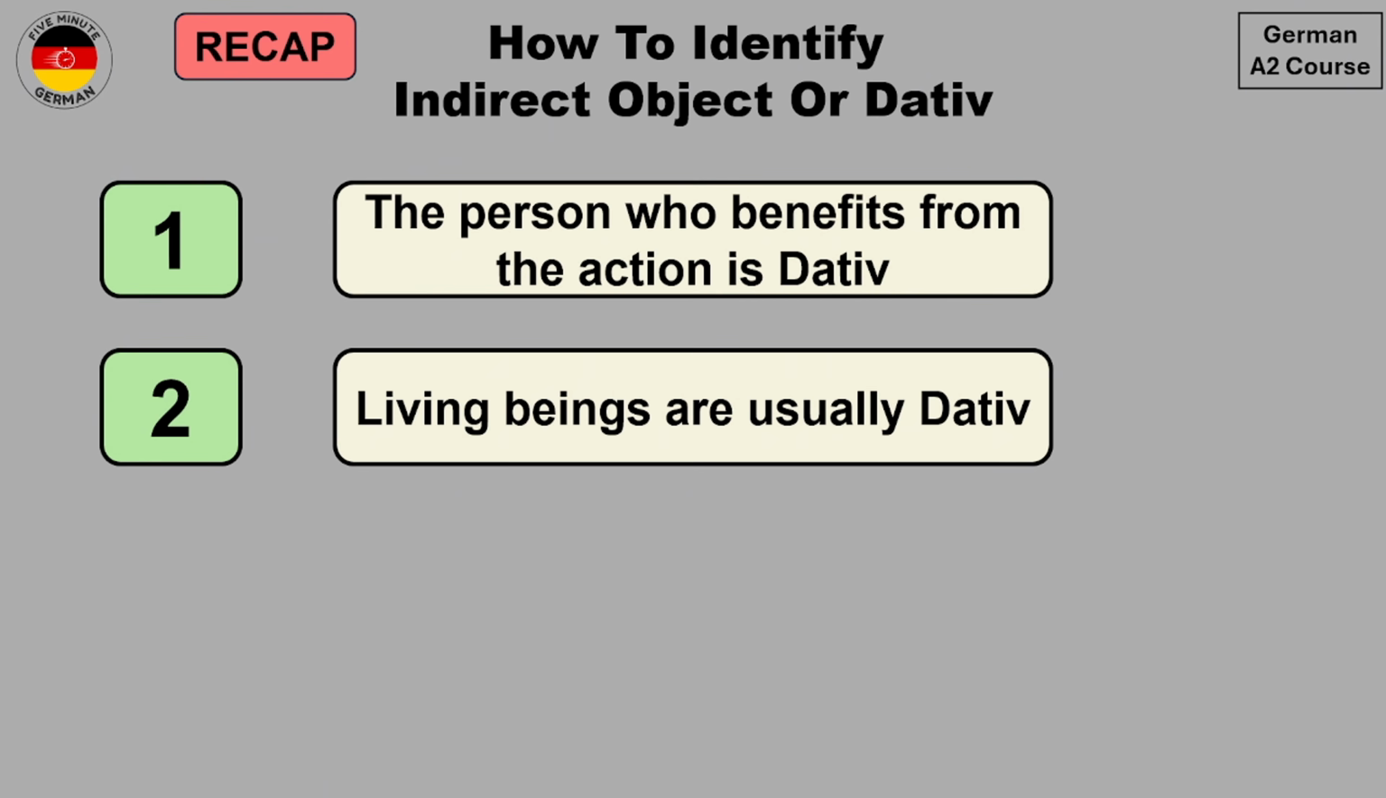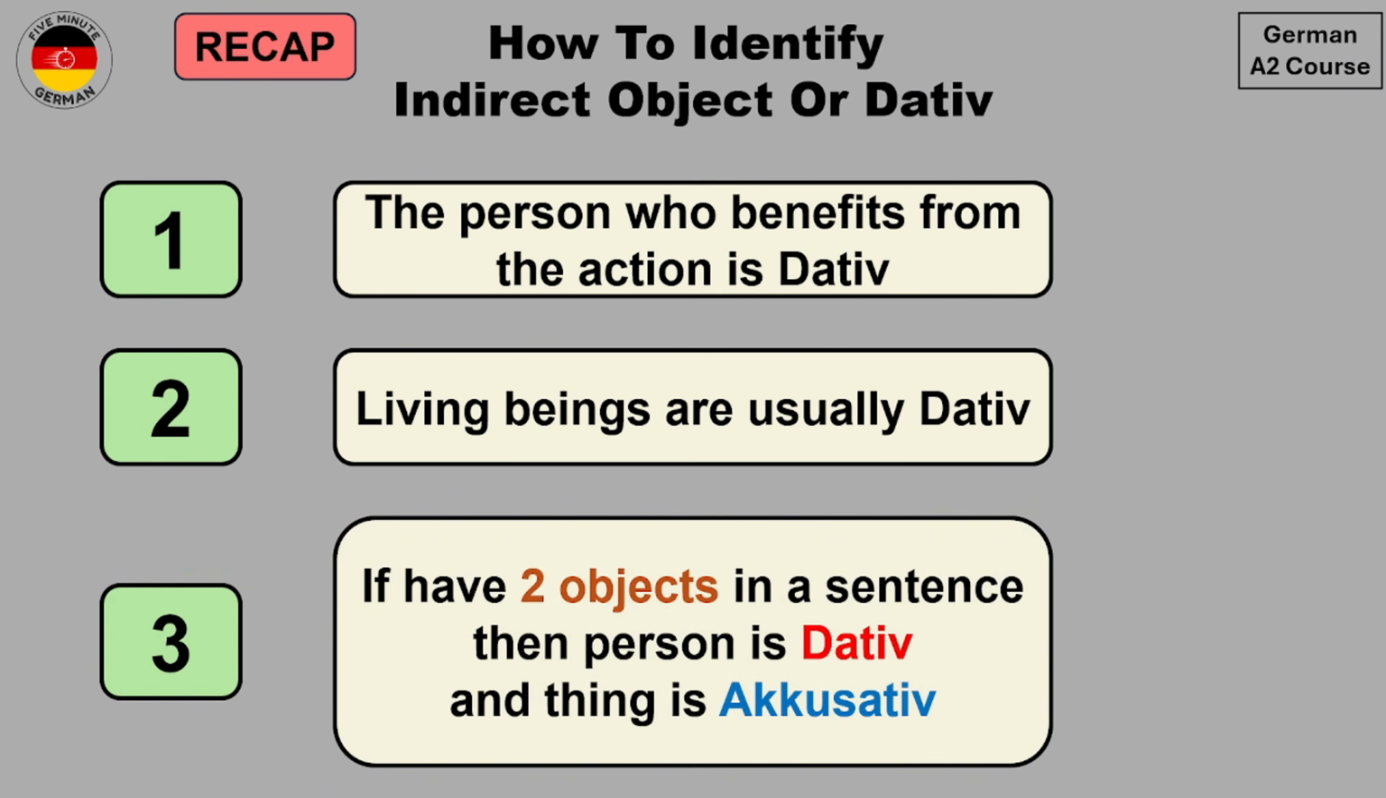And the third tip is that if you have two objects in a sentence, then the person is usually dative and the thing is usually accusative. So this was a quick recap on how to identify the indirect object or dative in a sentence. And this recap was important because if you identify the indirect object or dative, then you will be able to use the correct relative pronouns in the Relativsatz.